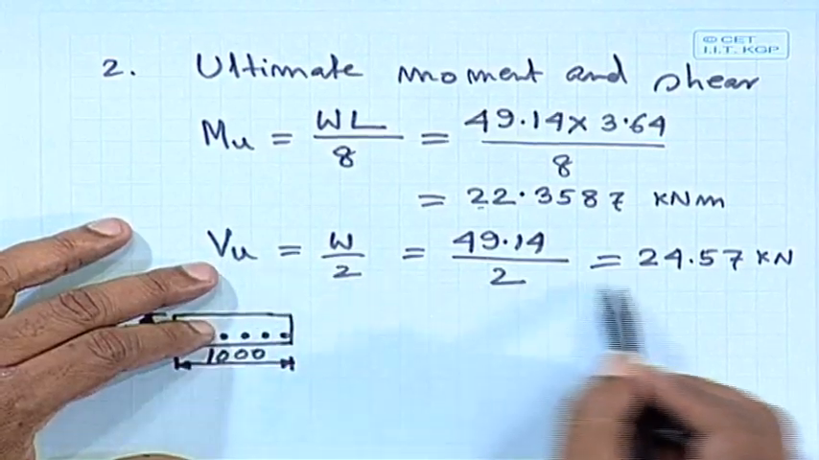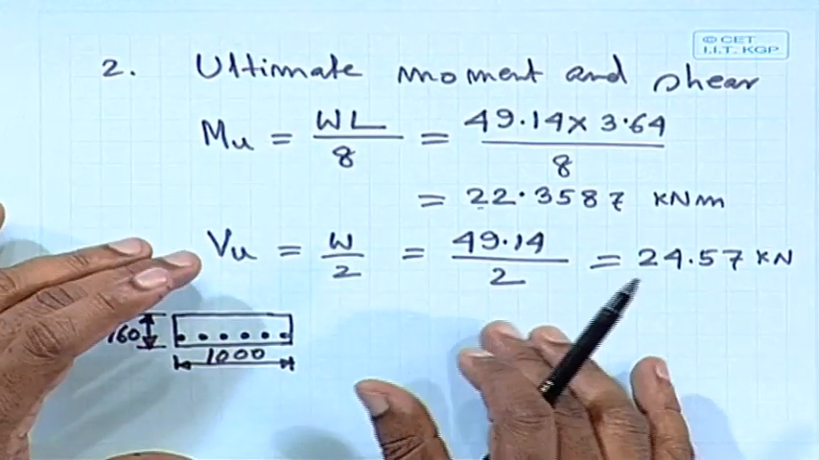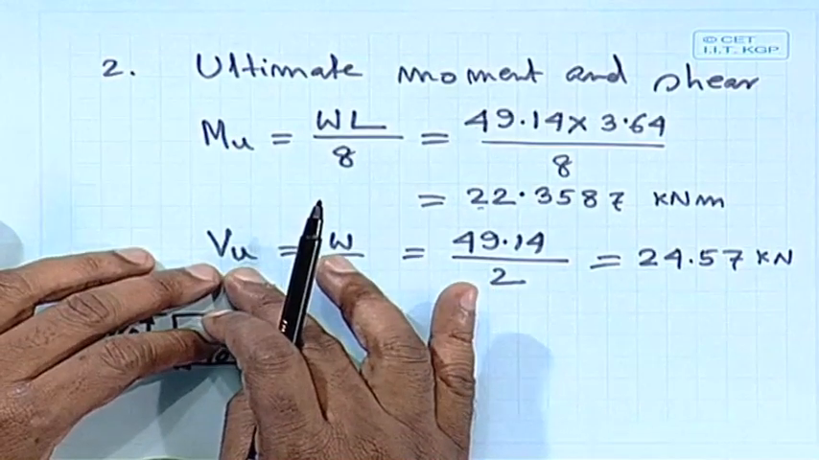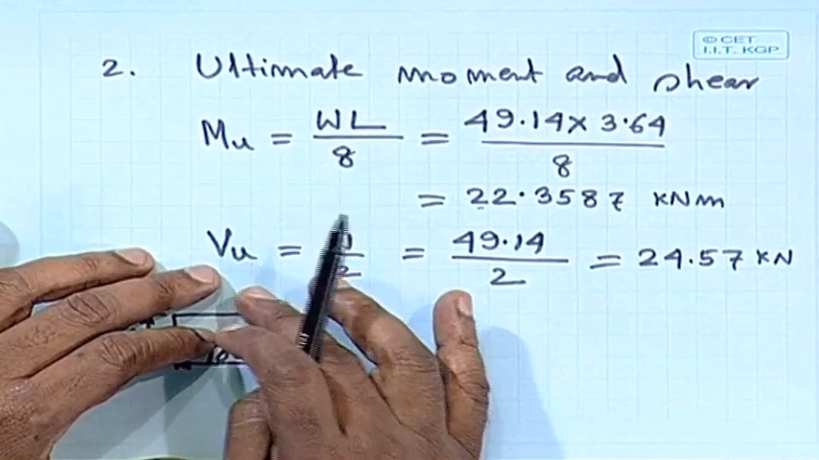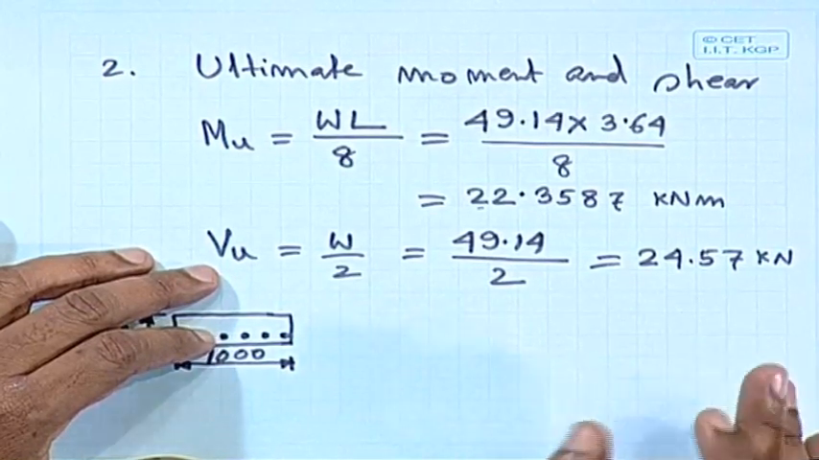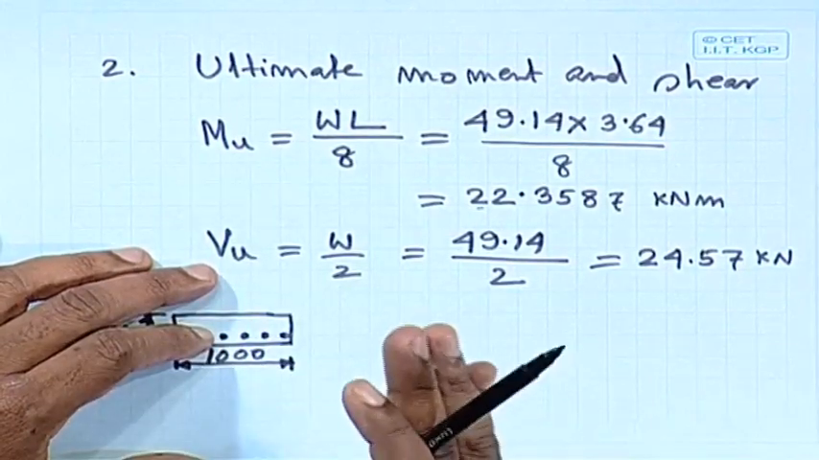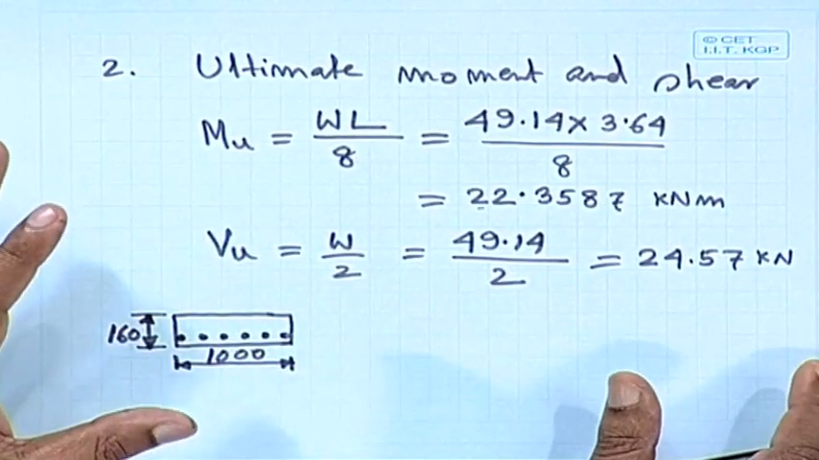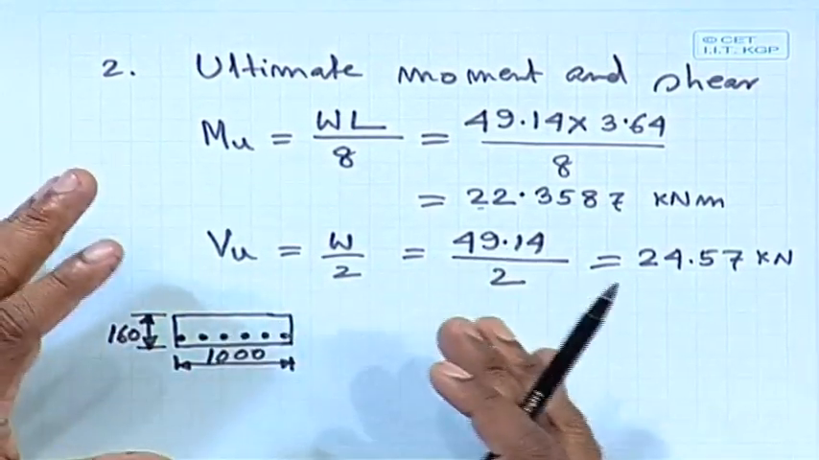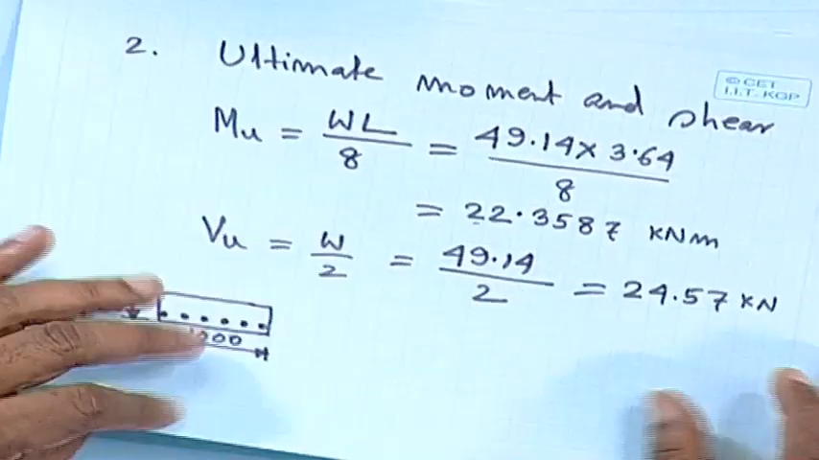Then we have to check VU. Generally we do not check it, but we shall check for this problem whether the shear stress tau V, computed on the basis of this VU, is less than tau C, at 0.15% as per Table 19 of IS 456. If it is less, then we do not need any stirrup, and for slabs we do not provide any stirrups. We shall continue in the next class. Thank you.